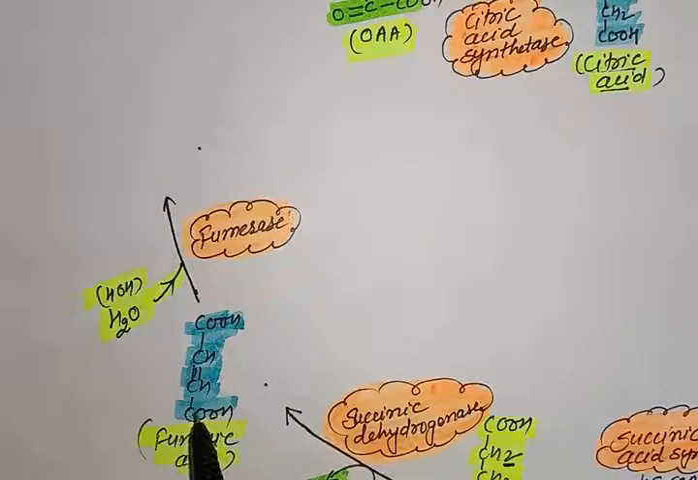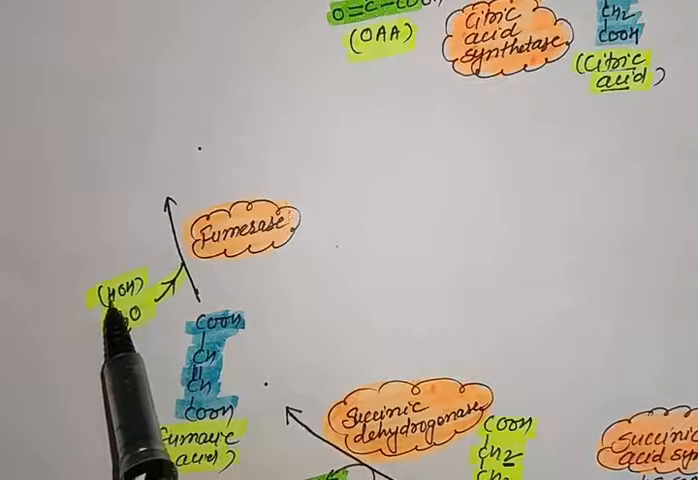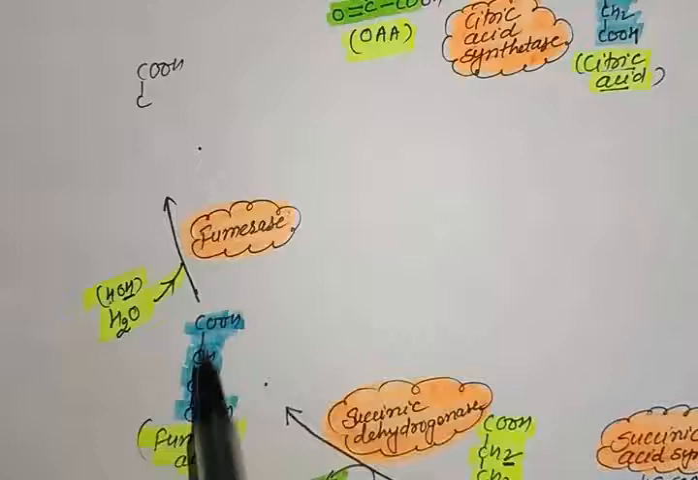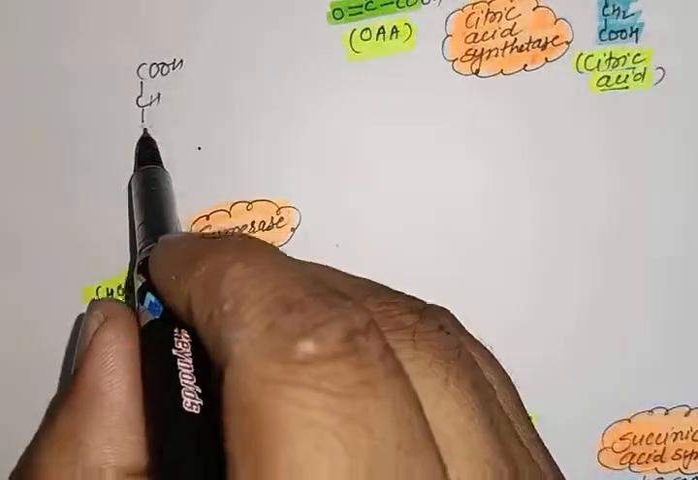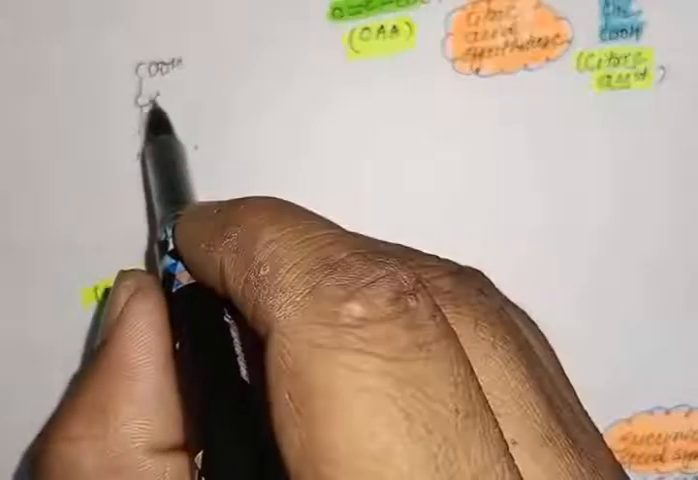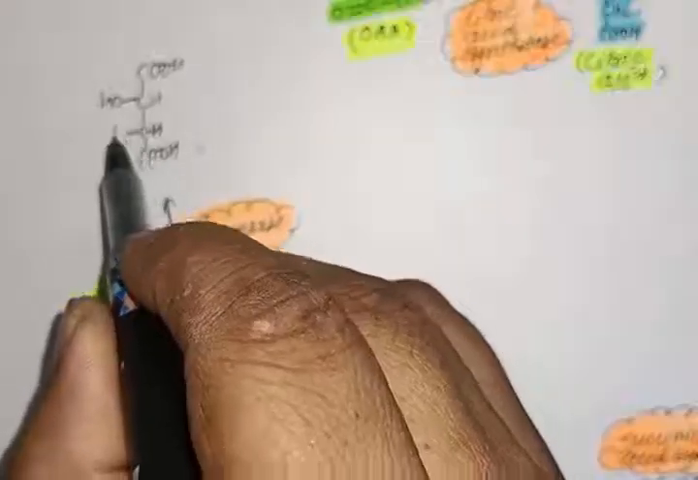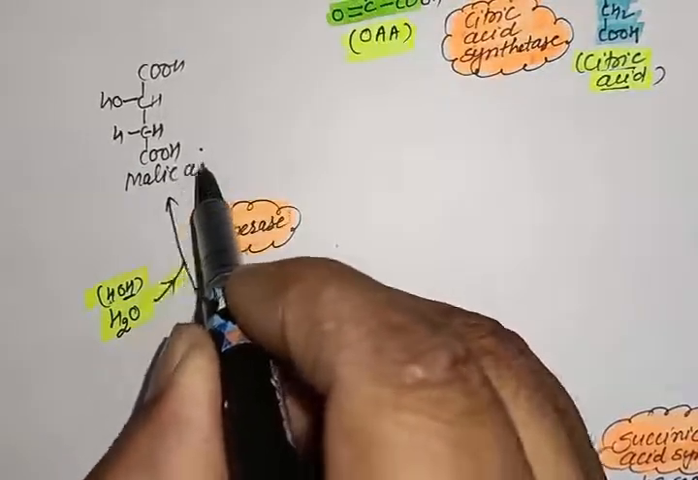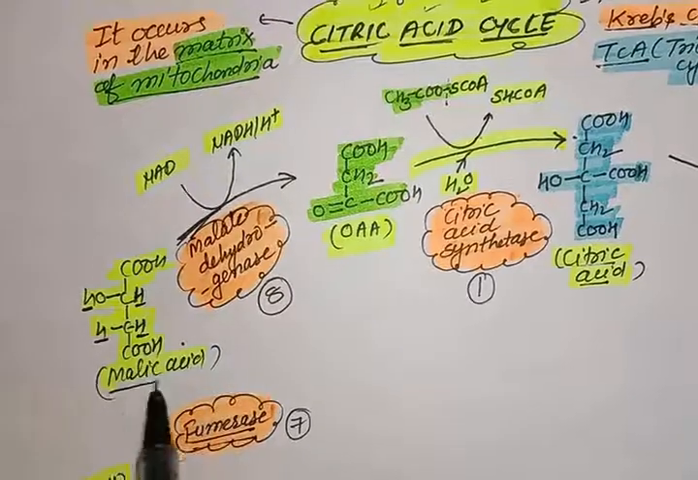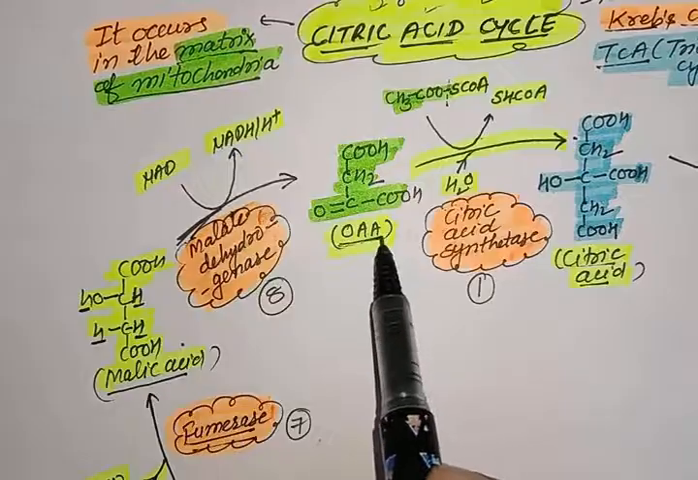In the presence of water, this fumaric acid then changes into the malic acid. We know that the water has H and OH atoms, so this double bond will break. At one carbon H is attached, at another carbon OH is attached. So this COOH remains same. Then this will become CH, this will become CH, and finally there is COOH. So water having H and OH, at one carbon OH is attached, at another carbon H is attached. This will become our malic acid. This step occurs in the presence of enzyme fumarase.